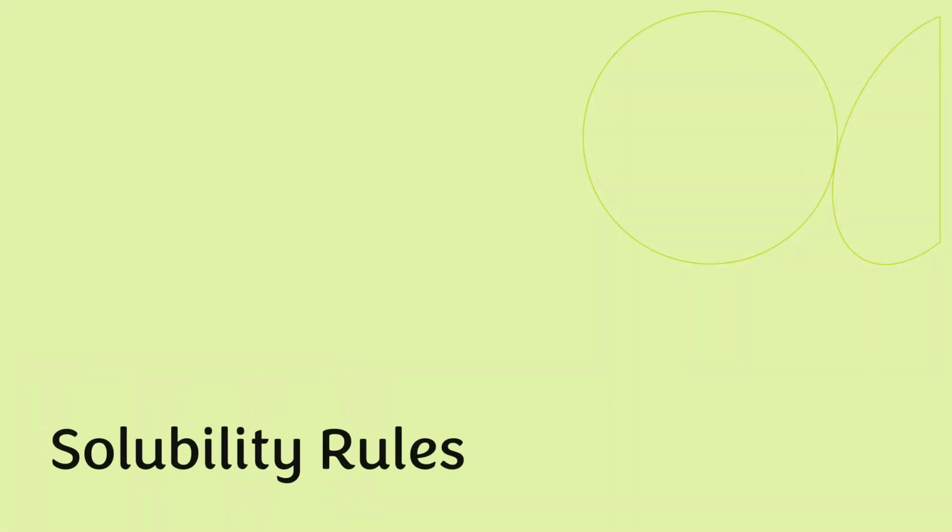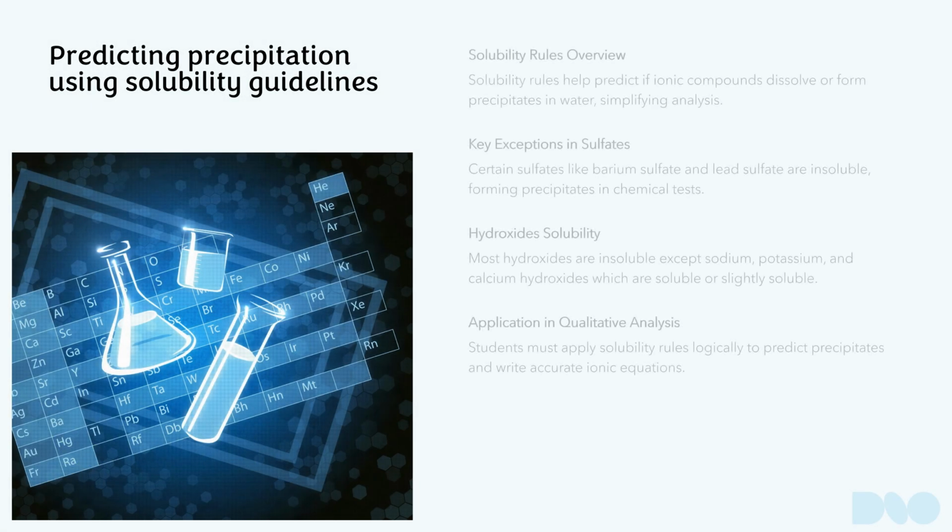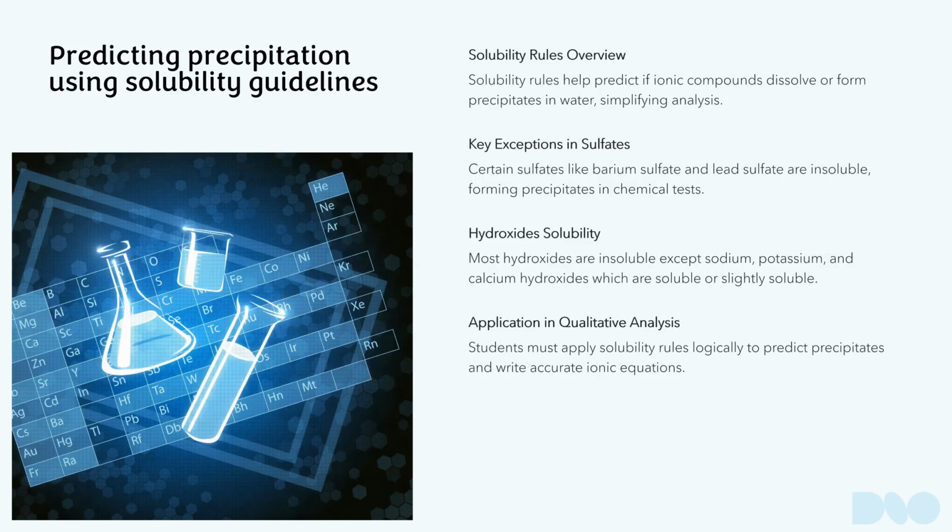Predicting precipitation using solubility guidelines. Solubility rules are a set of general guidelines that help chemists predict whether an ionic compound will dissolve in water or form a precipitate. All nitrates are soluble, meaning that compounds such as sodium nitrate and copper nitrate always dissolve to give aqueous ions. Most sulfates are also soluble, but there are important exceptions, notably barium sulfate, lead sulfate, and calcium sulfate, which are insoluble or only very slightly soluble.